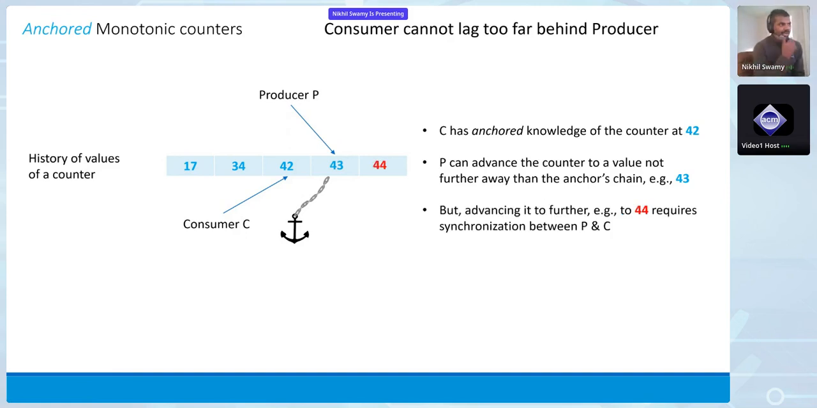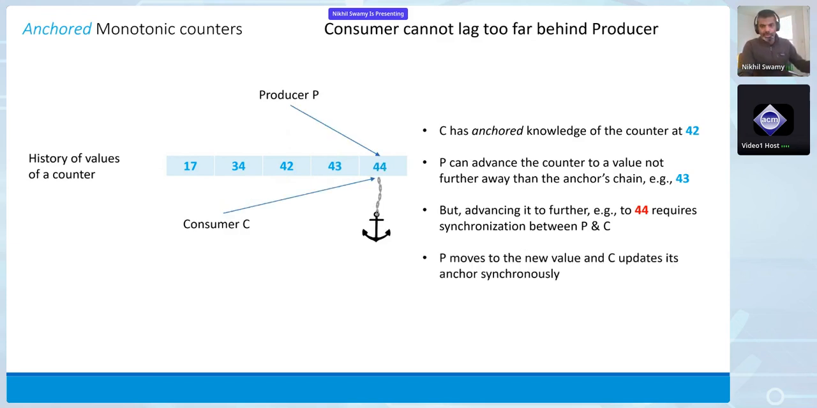And if they were to try to update it to some value that's further away than the anchor, then the only way they can do this is by synchronizing with the consumer, agreeing on the new value, and they both advance their knowledge together to this new value. So it's this notion of a monotonic counter with a kind of a metric that prevents a consumer's knowledge or one participant's knowledge from becoming too stale.